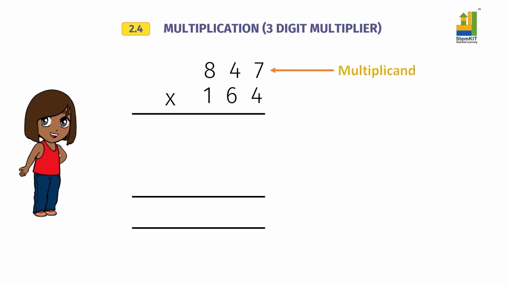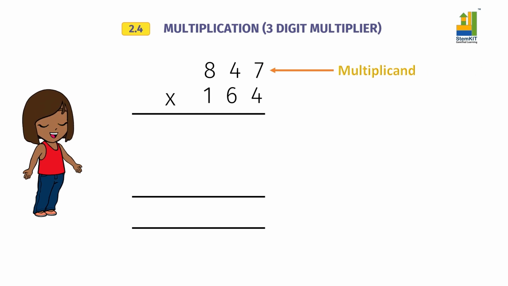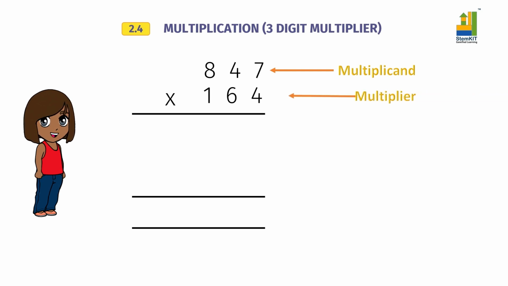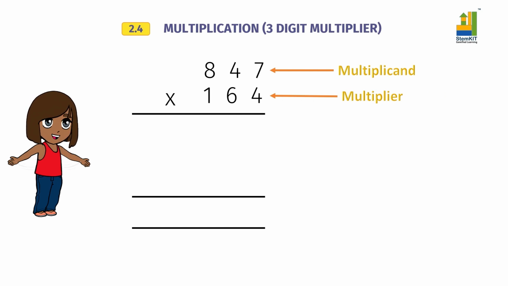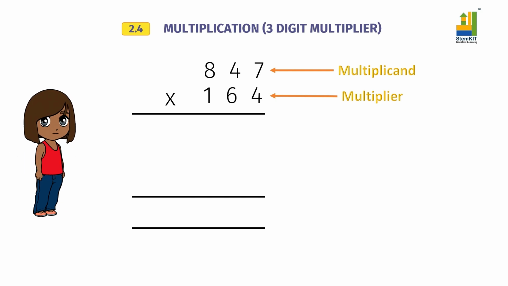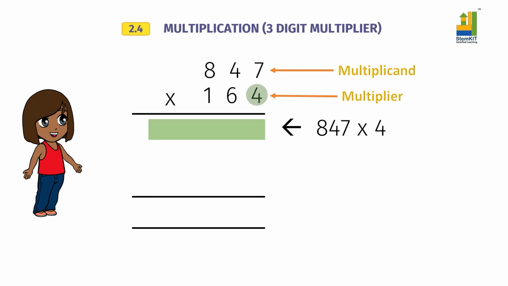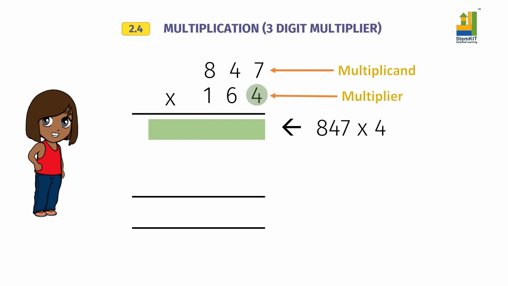The number in the top row, 847, is called the multiplicand. The number in the second row, 164, is called the multiplier. When multiplying, the first row is when the multiplicand is multiplied by the units digit of the multiplier, or 847 into 4.